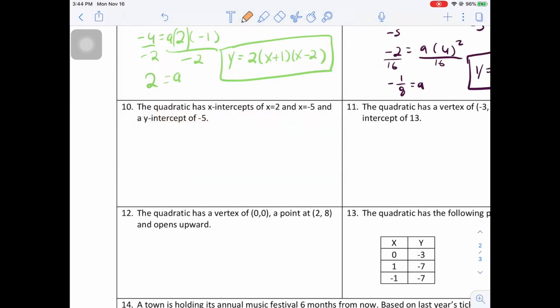The quadratic has x-intercepts at x equals 2, x equals 5. So intercept form is probably the easiest here. That's x minus 2, x plus 5. And a y-intercept of negative 5. So that's 0, negative 5.